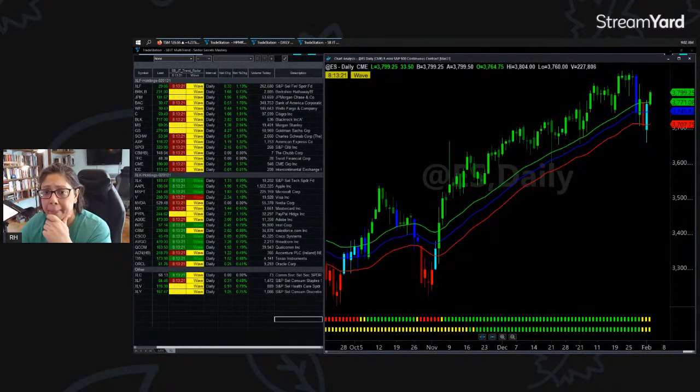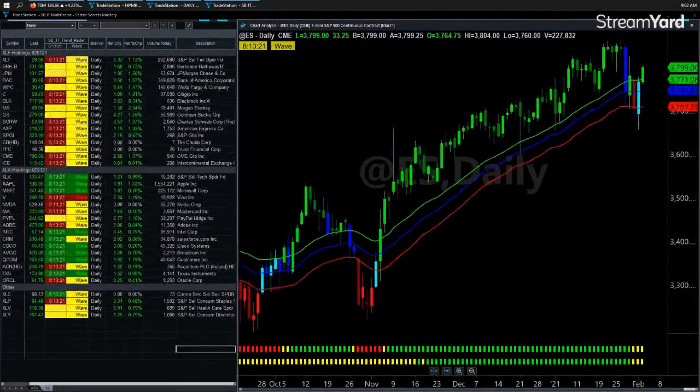By the way, the layout's a little bit different on this particular platform. So until I get used to it, I'm just going to go ahead and zoom me out of the picture. We can take a look at the charts. I am using the TradeStation charts today. All right, so let's get to it.